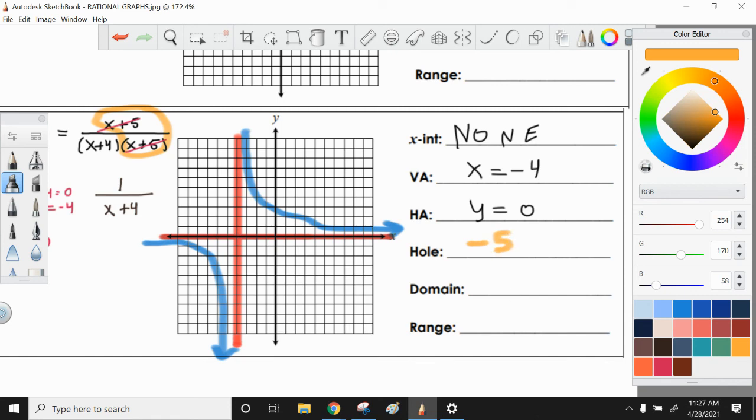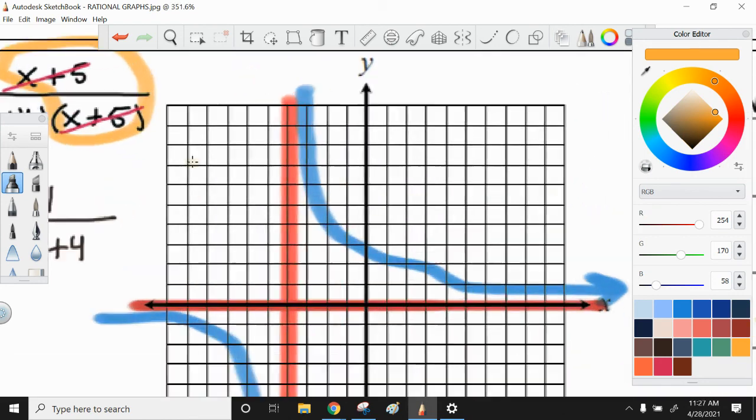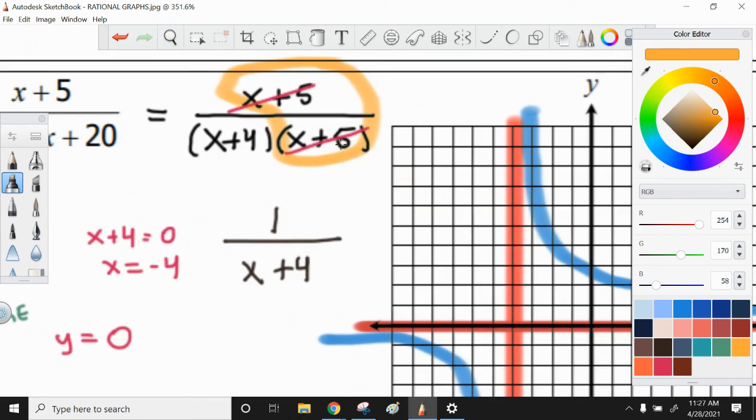The hole would be at -5. So it's the same kind of idea: you need to take the opposite sign of that 5. Now, what does that mean? If you think about it, the factor in the denominator should have created a vertical asymptote, right? It should have created a vertical asymptote, but right before it created a vertical asymptote, it got canceled out.